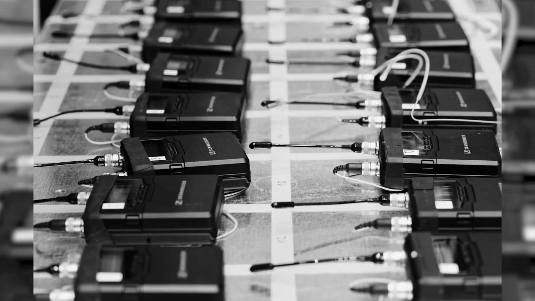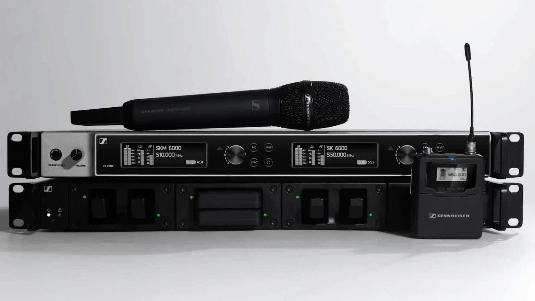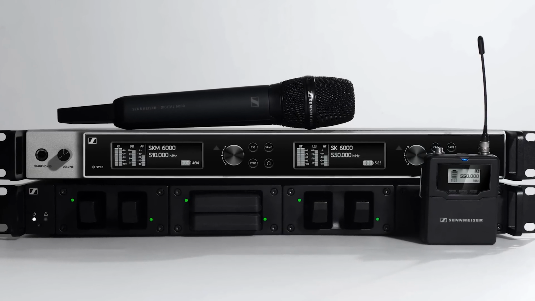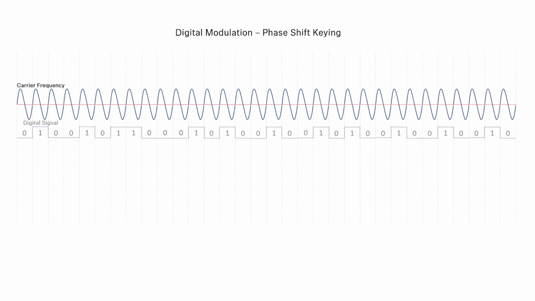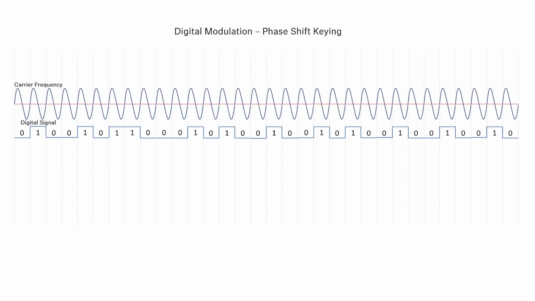In this video, for demonstration purposes, we will show you only one of these methods, phase shift keying, or PSK. As you will see from the diagram, we have a fixed carrier frequency that will be modulated by the digital audio signal. For this example, we are using phase shift keying. For this, we modulate the phase of the carrier frequency when required by the digital signal.